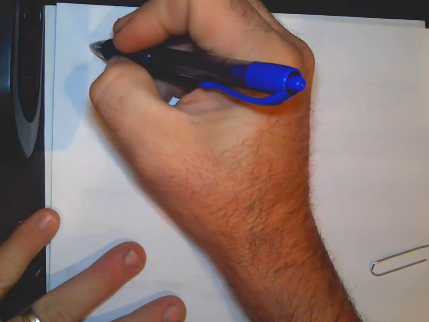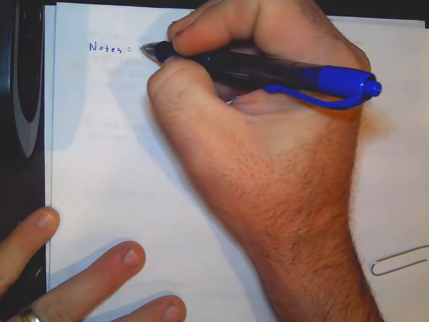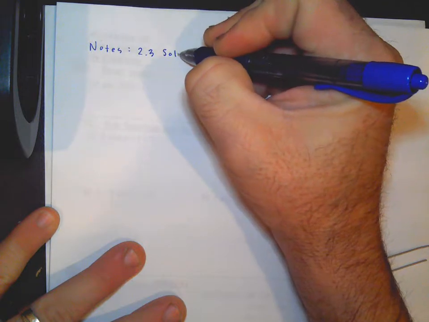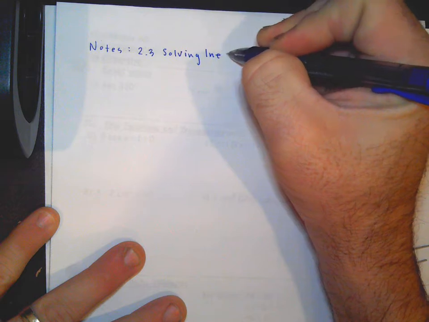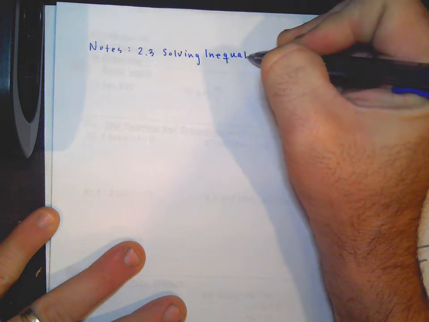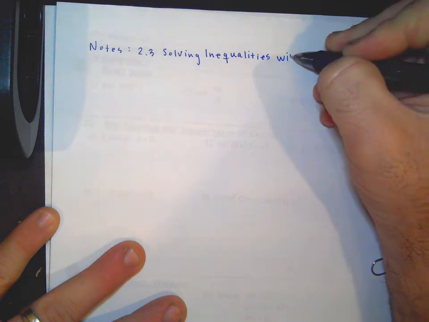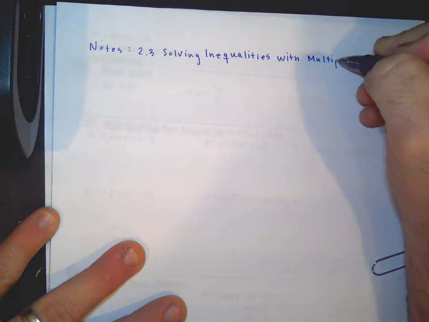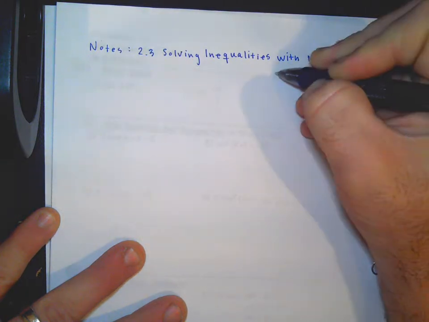All right, Algebra 1, lesson 2.3. So write the title at the top of your notes. 2.3, solving inequalities with multiplication and division.